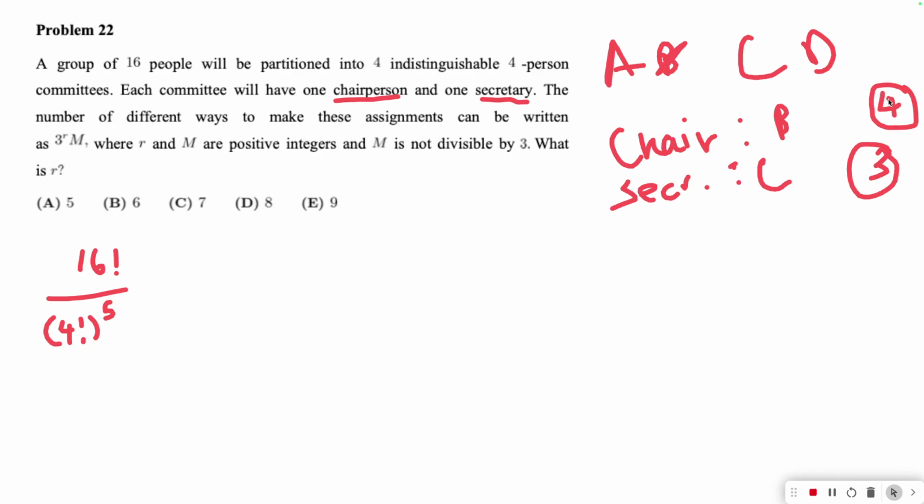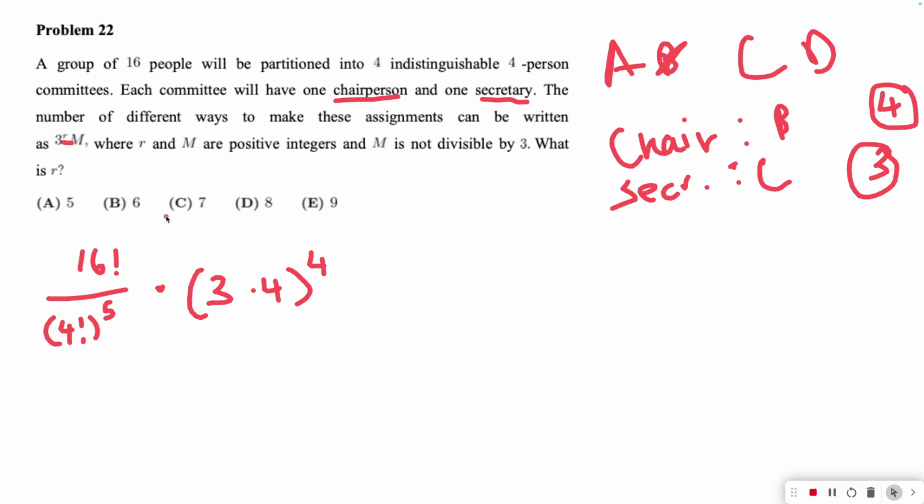So for each of them, we would have 4 times 3 ways to choose these people. And now also remember, we could write this as times 12 to the power 4, because we need to choose 1 chairperson and 1 secretary for all 4 groups. But realizing that we're only trying to find the power of 3, we can just write this out as times 3 times 4 to the power of 4. So we know that there will be 4 3s from this.